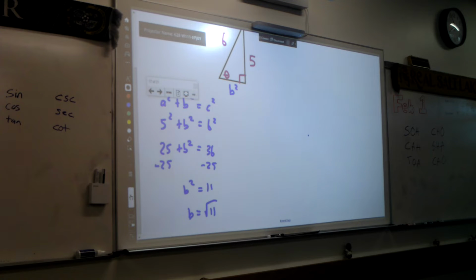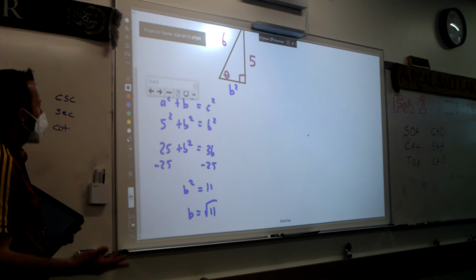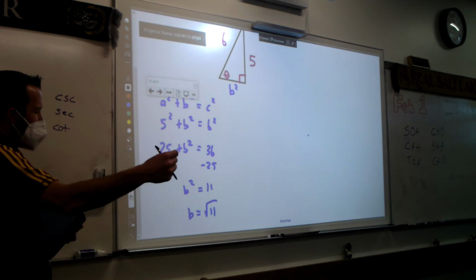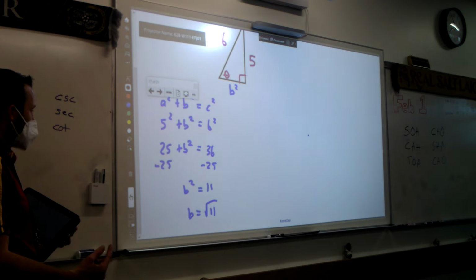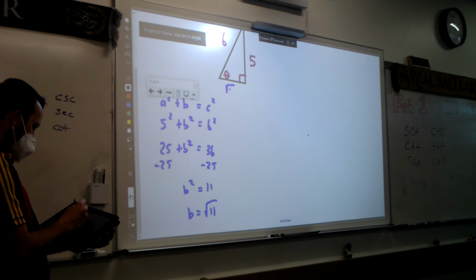Okay, I got that b was square root of 11. Do you guys agree with that? I just did a squared plus b squared equals c squared, and that's how you get it. How come we couldn't use trig here? Well, we didn't know one of the angles. If we knew a side and an angle, then you could use trig, but since we were just given 2 sides, and since it was a right triangle, we could use the Pythagorean theorem. So what I'm going to do is say that this side is now square root of 11.